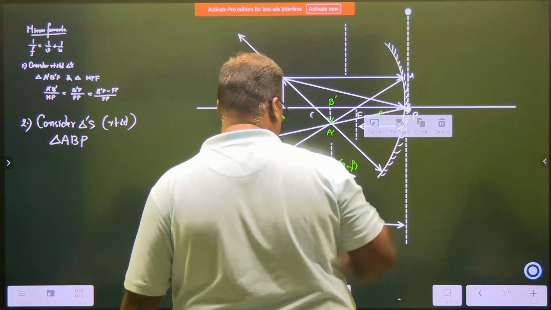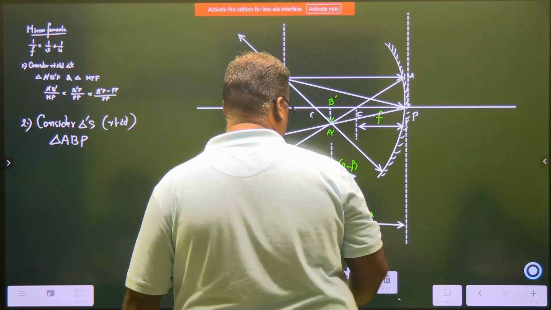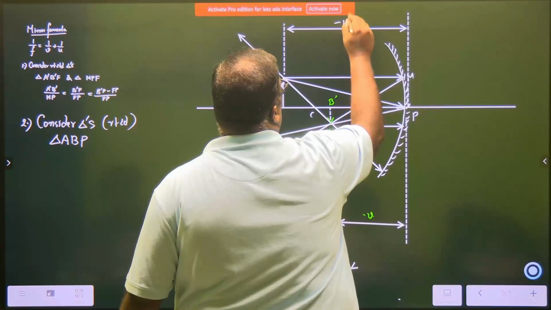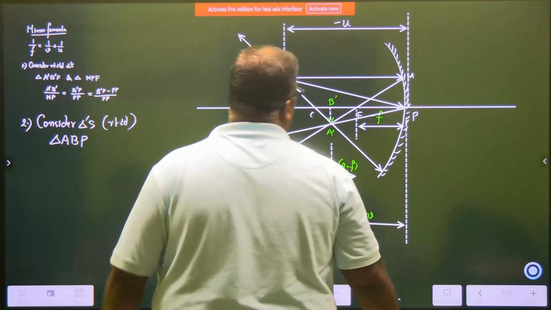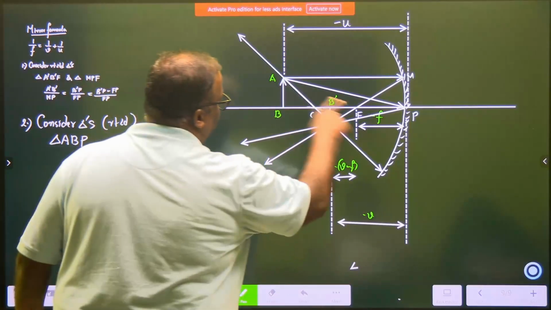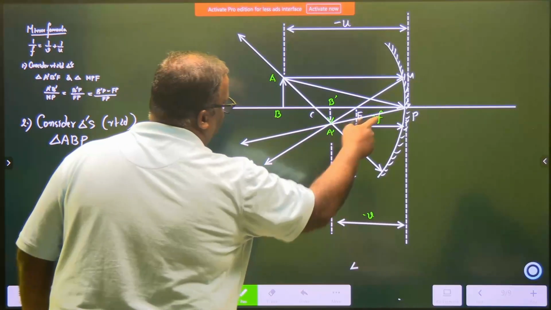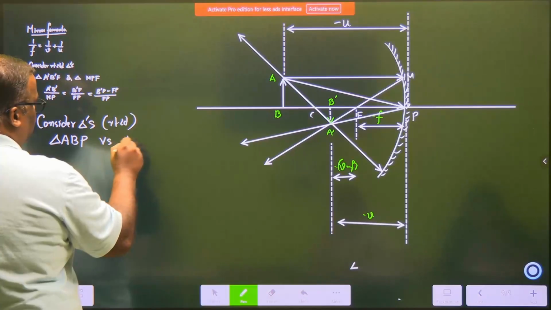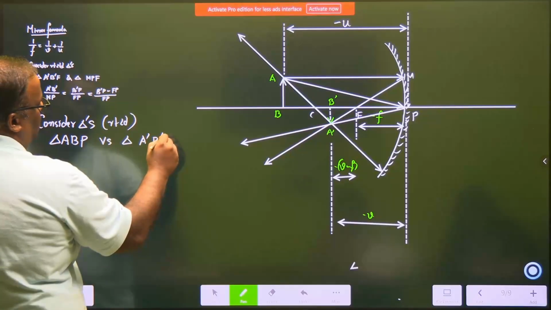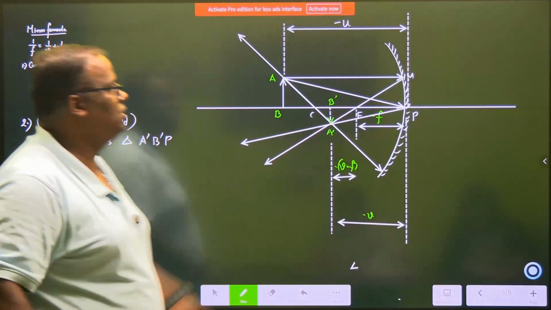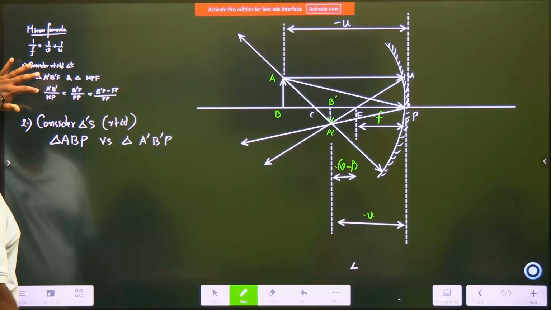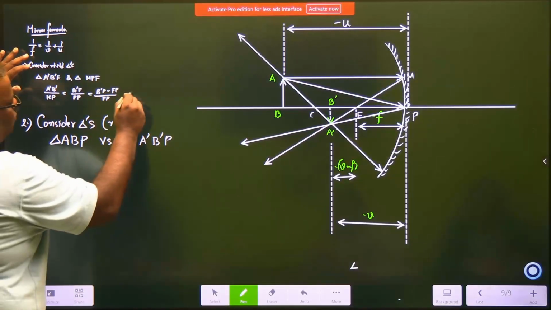So this is, this would be my negative of u, right? And the other triangle that I'll take is this triangle, triangle A dash B dash P, obviously. This triangle A dash B dash P, right? So we will again play on this particular thing, okay? AB by MP. Okay, from here I am writing one more step on the previous one.